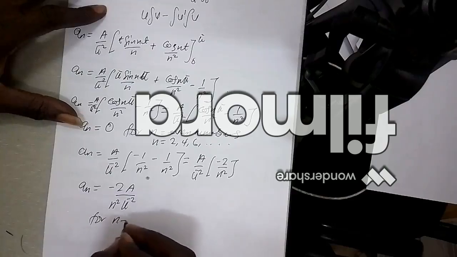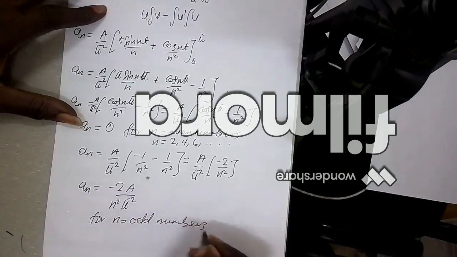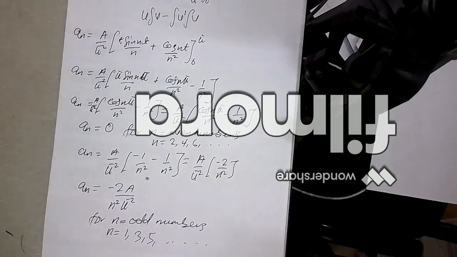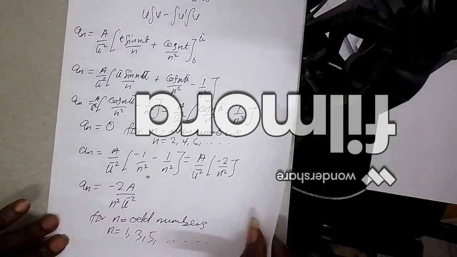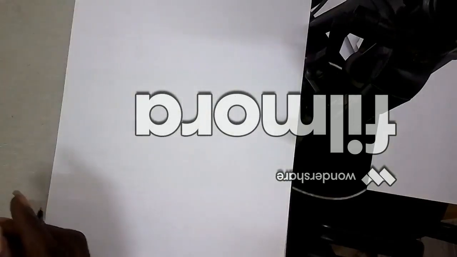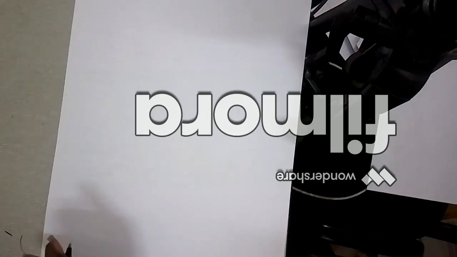So this is for n equals odd numbers, that is n equals 1, 3, 5, and then it continues. Alright, so that's our an. So now, having found our an, we must find our bn. We must also find our bn. So let's see how we can find our bn.